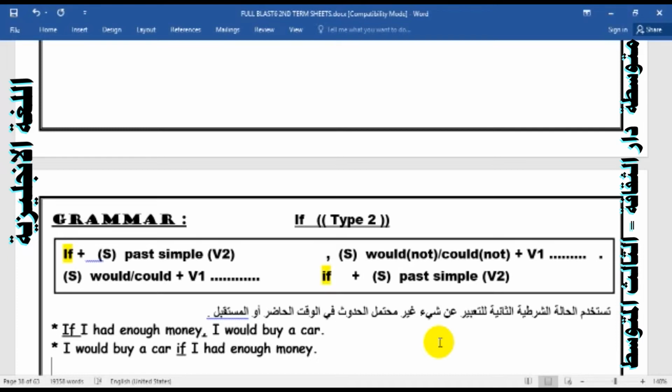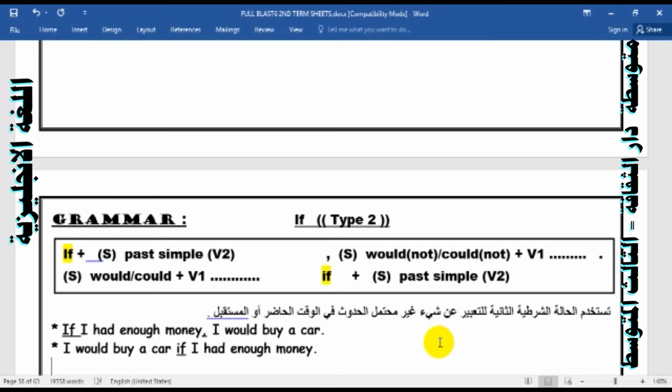يعني الرجالة احنا بنستخدم ايه في الحالة التانية عشان نعبر عن شيء غير محتمل الحدوث في الوقت الحاضر at the present time أو في المستقبل in the future. بس عشان أتعامل مع ايه في الحالة التانية لازم نحفظ التركيب اللي قدام دي. We must study this structure. لازم ندرس ونذاكر ونحفظ التركيب ده.